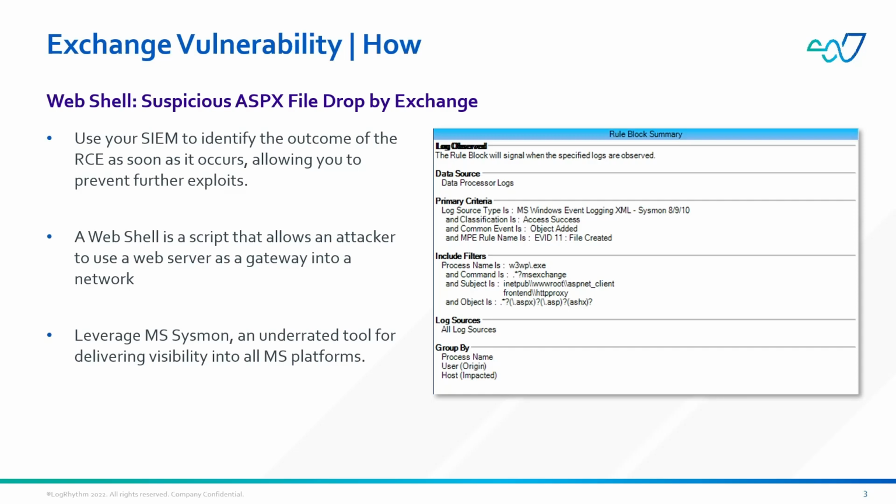As you can see, LogRhythm already provides common event, classification and MPE rule name values for this kind of activity. So once you have these, leverage these as your primary filter, it's simply a case of narrowing down our alarm using include filters to ensure that the alerts we see are specifically related to the kind of web shell activity we're expecting.